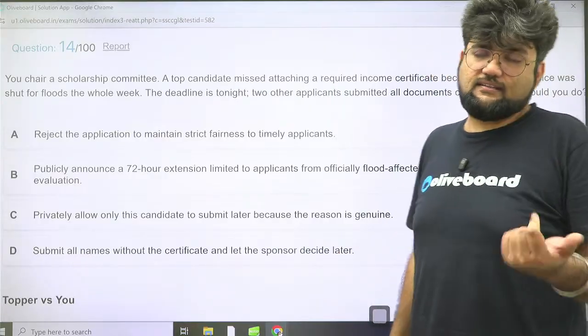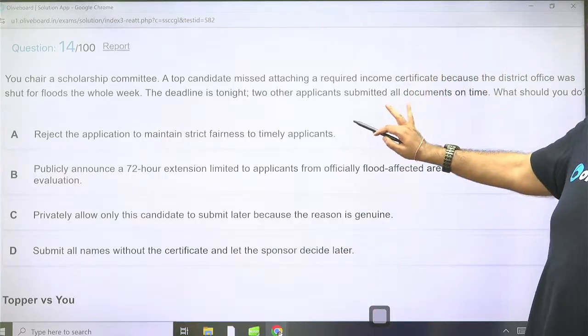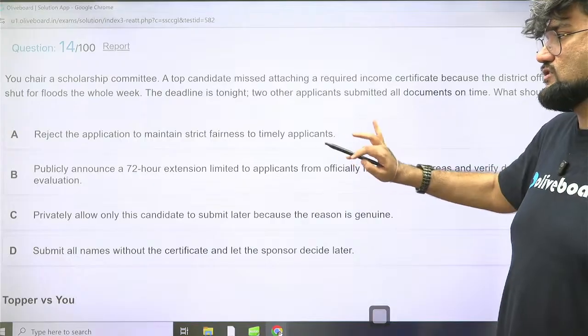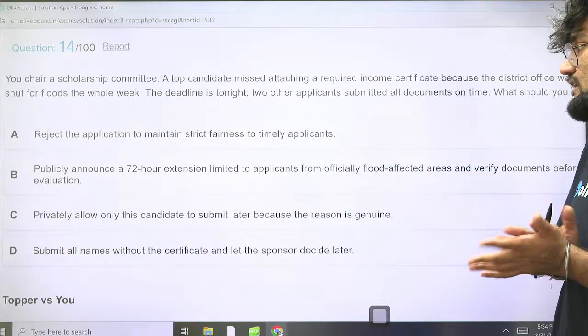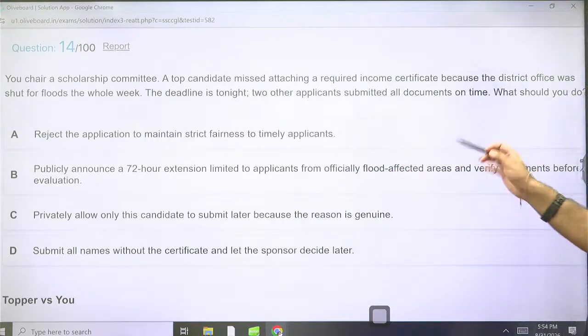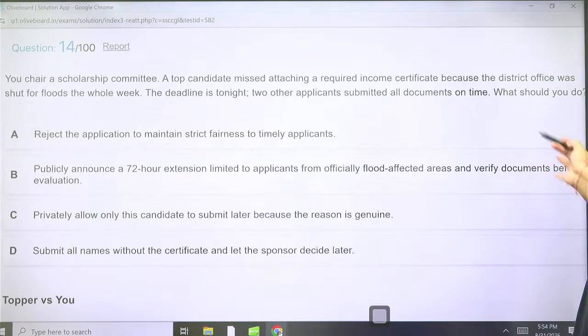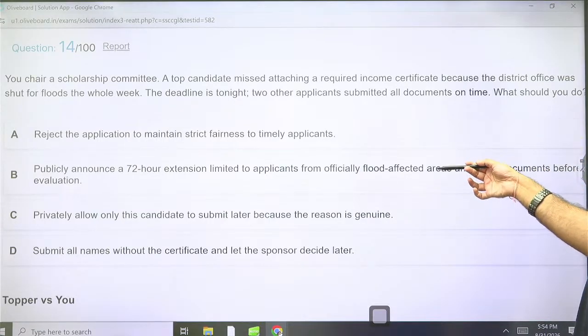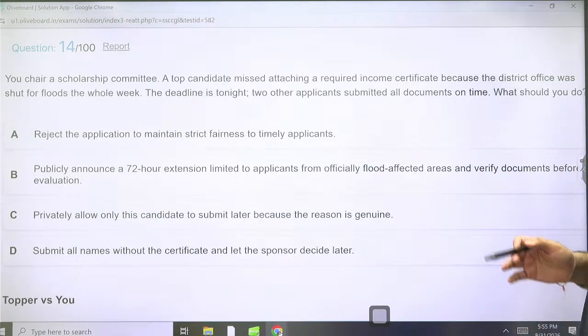It's not in their hands, right? So I'll still keep a hold at this. I'll read the next option. It is publicly announced a 72-hour extension limited to applicants from officially flood affected areas and verify documents before evaluation. This seems to be a very good option. If I read further, privately allow only this candidate.